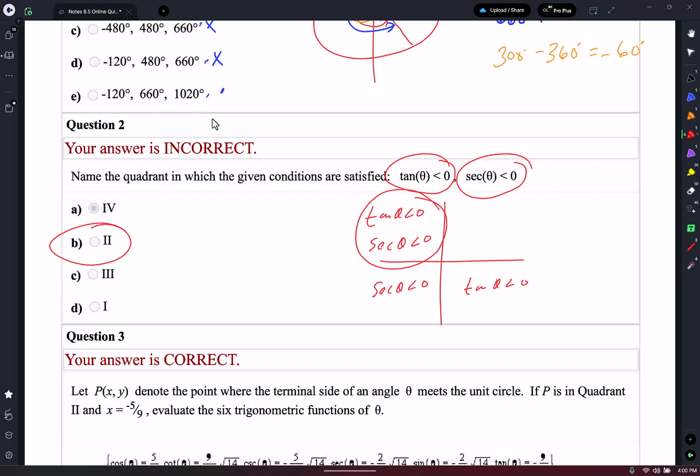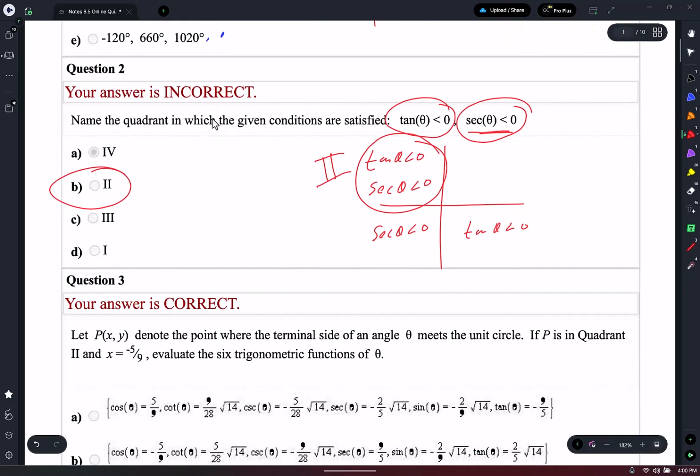And then this, the secant less than 0 means where is secant negative? Now remember, secant is a reciprocal of cosine. So wherever you have x's that are negative. X's are negative in quadrant 2 and in quadrant 3. So which one has both of those? Quadrant 2.